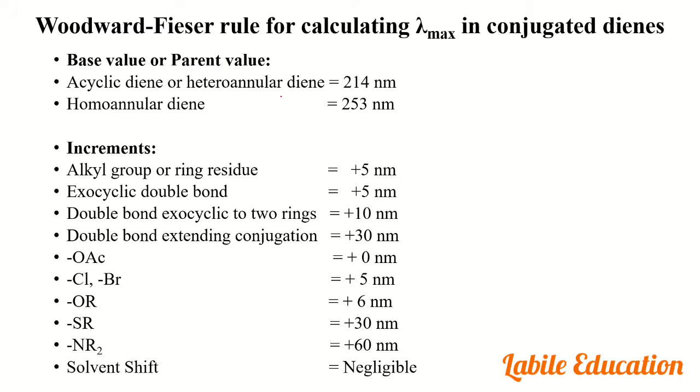So here you can see these are the base values, also called the parent values. The diene system may be acyclic, where there is no cycle, or it may be cyclic. If it is cyclic, it may be a heteroannular diene system or a homoannular diene system. We will discuss these terms later. Suppose the diene system is acyclic or a heteroannular diene, then the parent or base value is 214 nanometer. If the system is a homoannular diene, then we will take the value 253 nanometer.